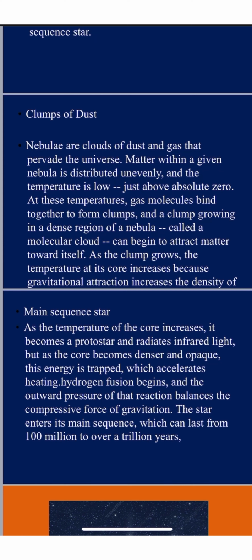Clumps of dust. Nebulae are clouds of dust and gas that pervade the universe. Matter within a given nebula is distributed unevenly, and the temperature is low, just above absolute zero. At these temperatures, gas molecules bind together to form clumps, and a clump growing in a dense region of a nebula called a molecular cloud can begin to attract matter toward itself. As the clump grows, the temperature at its core increases, because gravitational attraction increases the density of the particles.